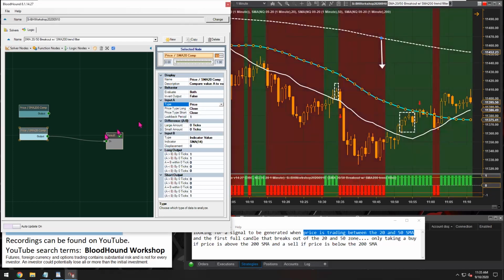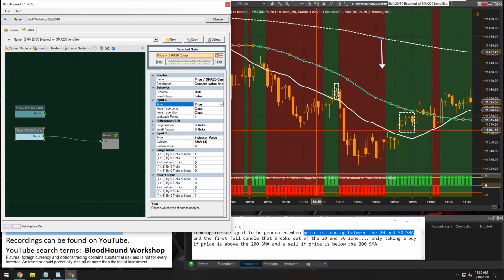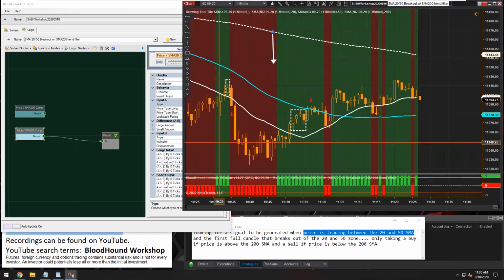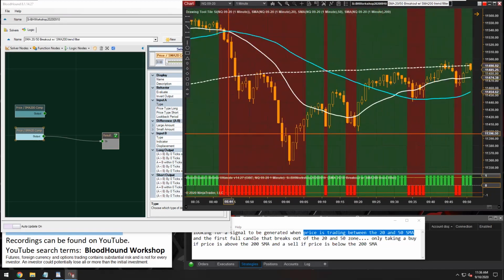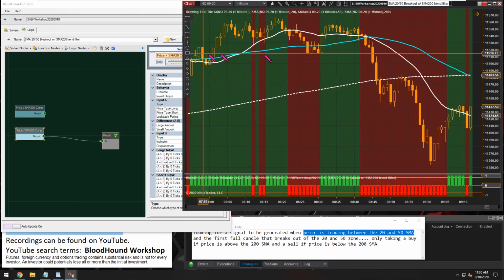All right, so in all of these comparison solvers, input A is going to be price, and then input B, that'll be our SMA indicator. I'm just kind of thinking this through here. I think this is going to take a lot of comparison solvers to do this, because we also have to think about this situation where the SMA 20 is above the SMA 50.